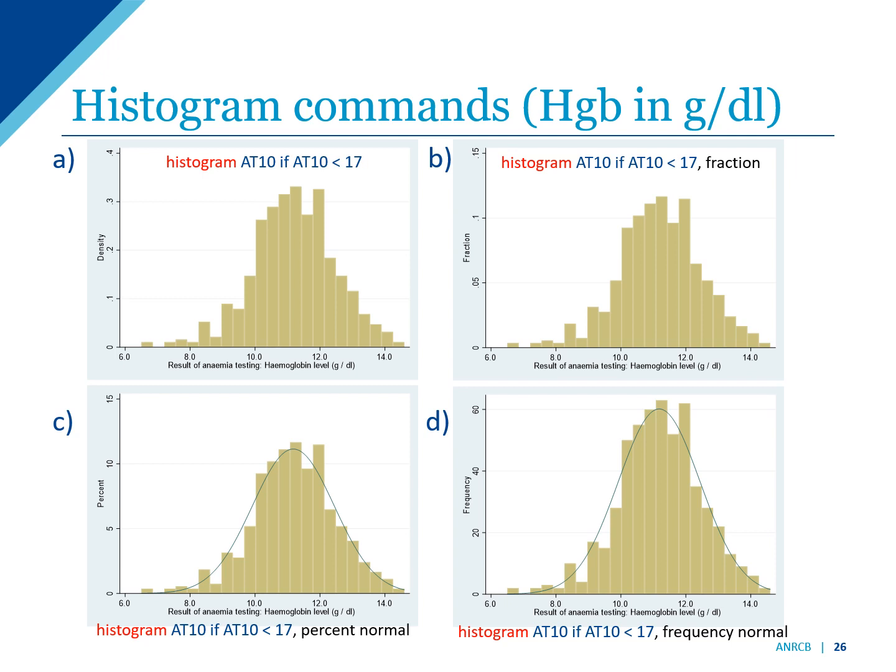These are histograms of the variable AT10 in the mixed sample, which is hemoglobin in grams per deciliter. Your default histogram will produce a plot with density as the y-axis, as in figure A. You can add the option fraction to the end to get the fraction that each bar contributes to the whole, as in figure B. Figure C is exactly the same as B, but we're labeling the y-axis with percent, and we've added a normal curve with the option normal. Finally, figure D shows the graph with frequency as the y-axis and a normal curve added.